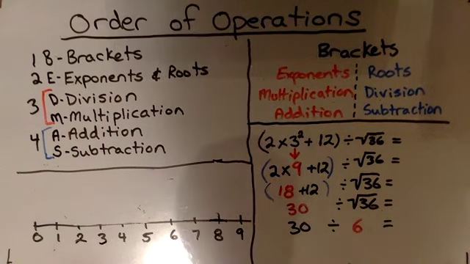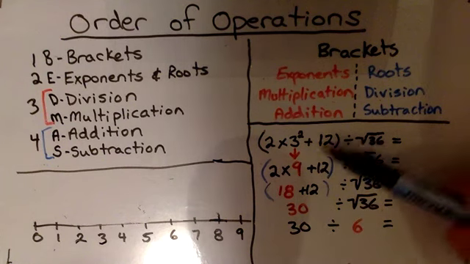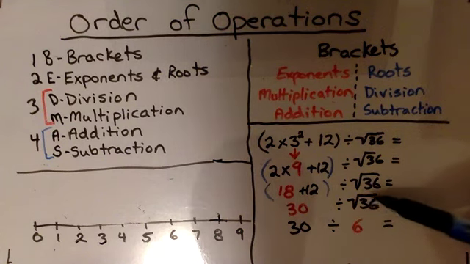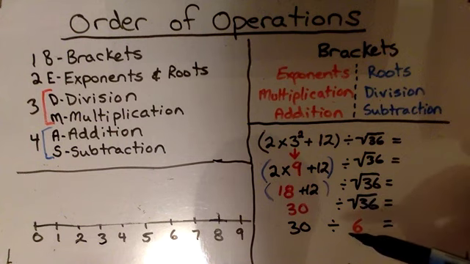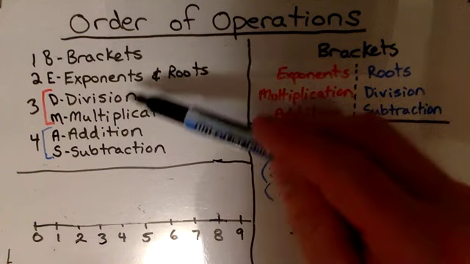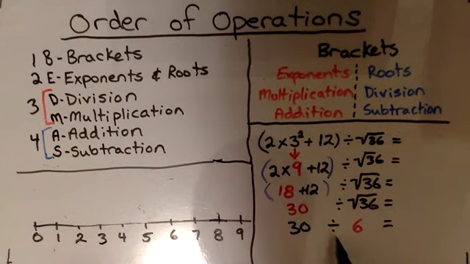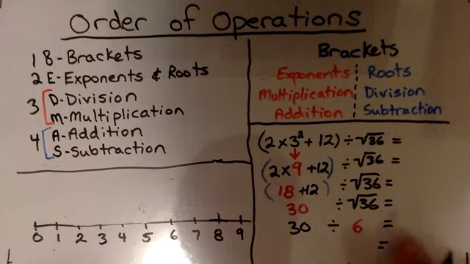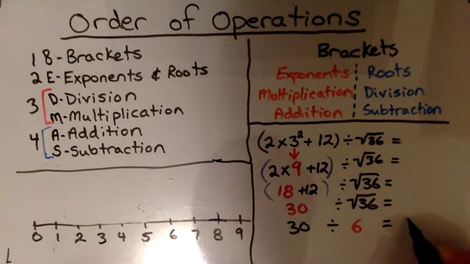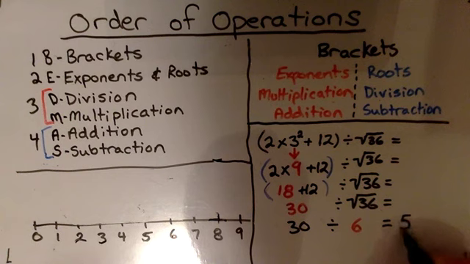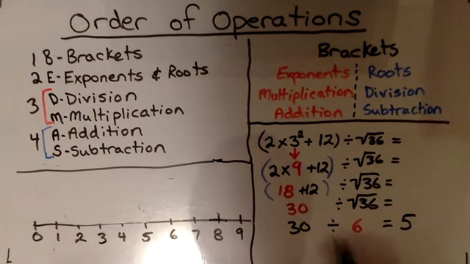Now we're down to our very last operation that we can do, because we've gotten rid of this bracket, then we got rid of our square root. So now the next thing we have to deal with is division and multiplication. So we do have division right here. Actually, I won't even bother writing this here, because 30 divided by 6, we can do the answer to that using simple mathematics, is 5. So 30 divided by 6 is 5.